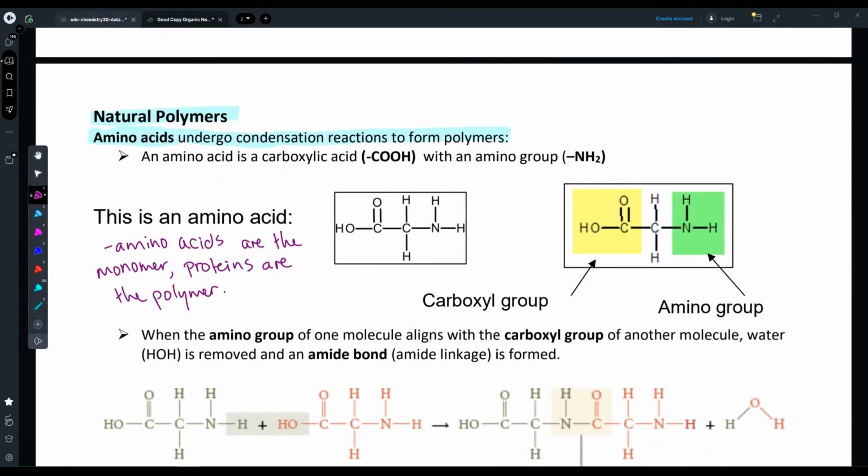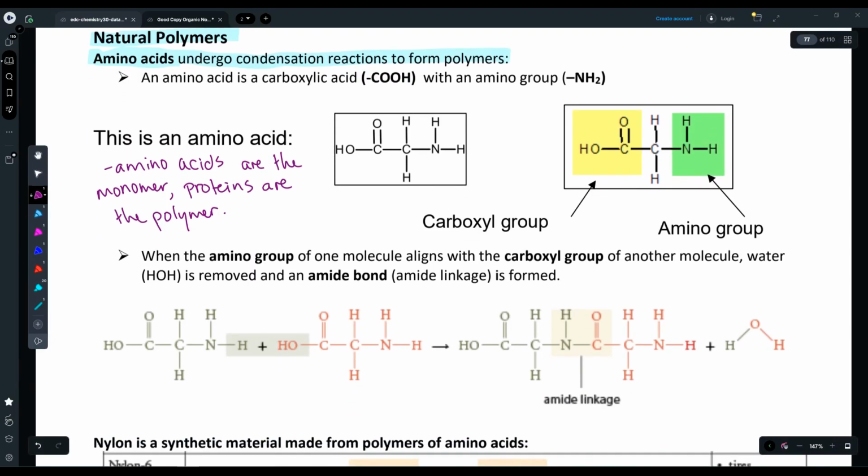Okay, so an amino acid is a carboxylic acid with an amino group, which is NH2. So this would be an example of an amino acid. When the amino group of one molecule aligns with the carboxyl group, so as a reminder, when we say carboxyl, this is the functional group we're talking about, that COOH functional group of another molecule, water is removed and an amide bond is formed. Okay, so the amide bond or the amide linkage, that's this part right here.